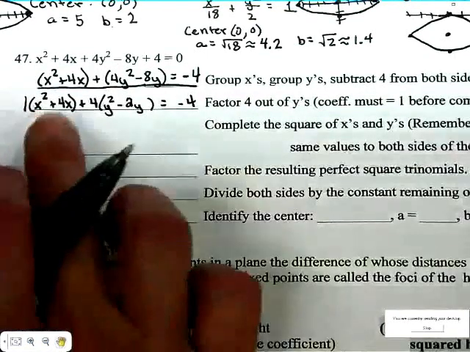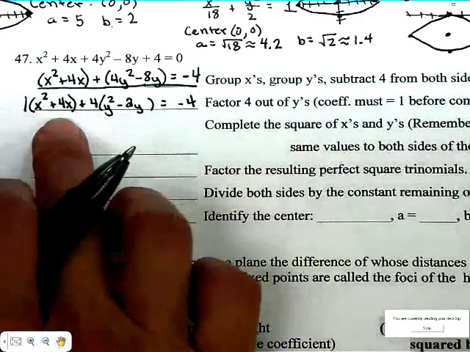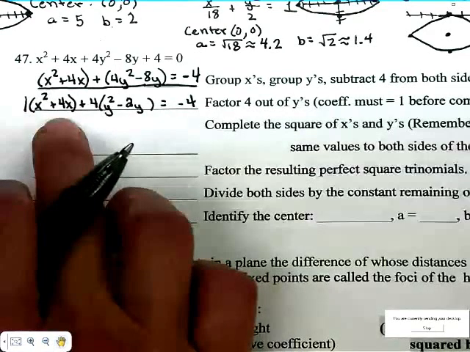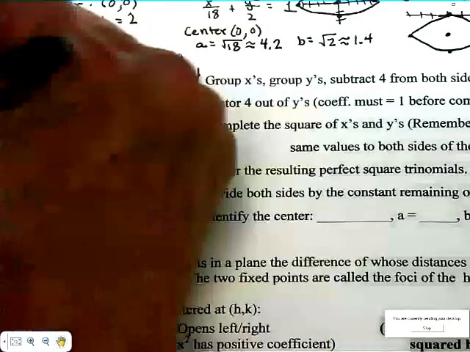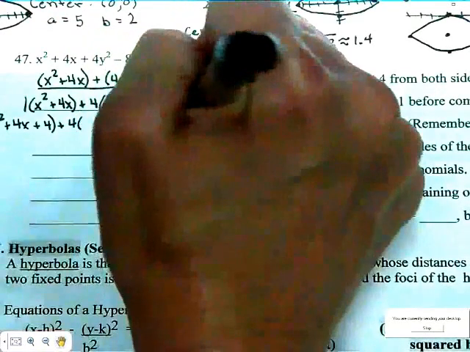Tell me what to add to complete the square on the x's. Half of 4 is 2, and then square it, you get 4. So x squared plus 4x plus 4. And if I add 4 to the left, I have to make sure to add 4 to the right.